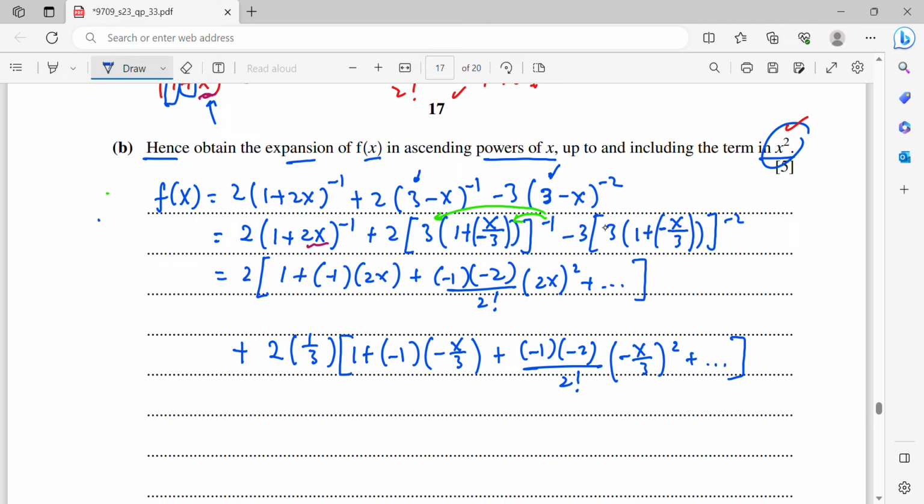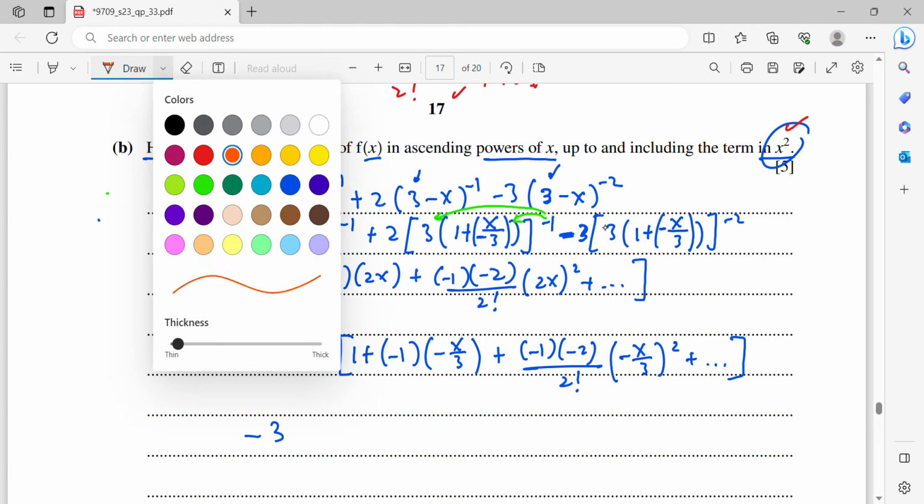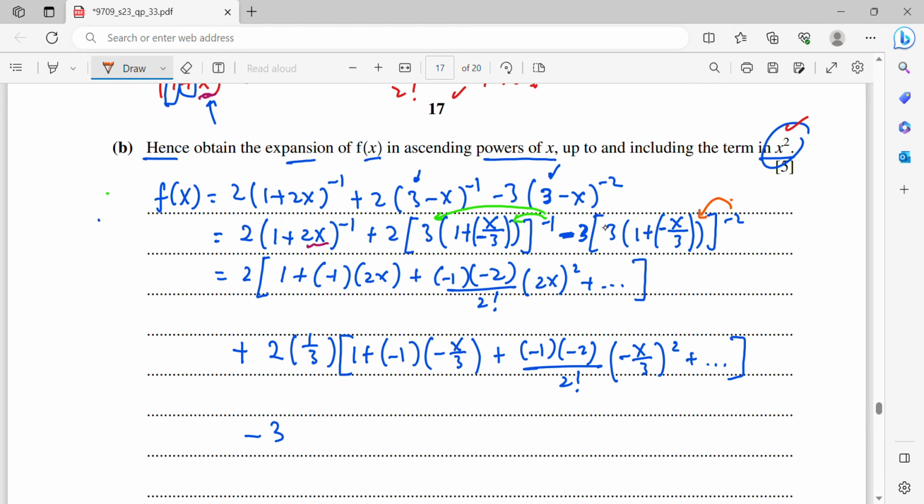Okay, and the last expansion, which is minus 3. So minus 3, and again, this power negative 2 will be brought into both of them. So it becomes 3 power negative 2. So 3 power negative 2 is 1 over 9. Okay, then now your new x is negative x over 3 and your n is negative 2.